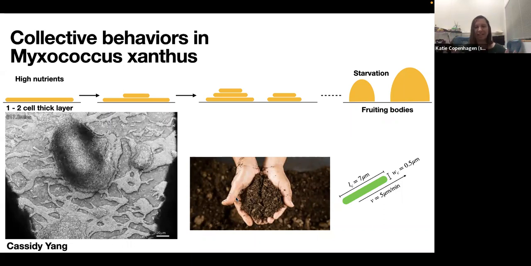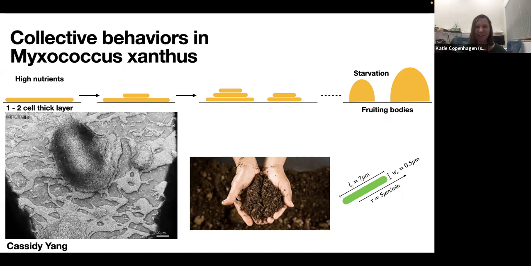So yeah, there are nice videos. I didn't put one in here, but of a Myxo colony and an E. coli colony next to each other, and the Myxo just spread out until they find the E. coli, and then they go into the E. coli because they start moving. They have other strategies to spread out through the E. coli.